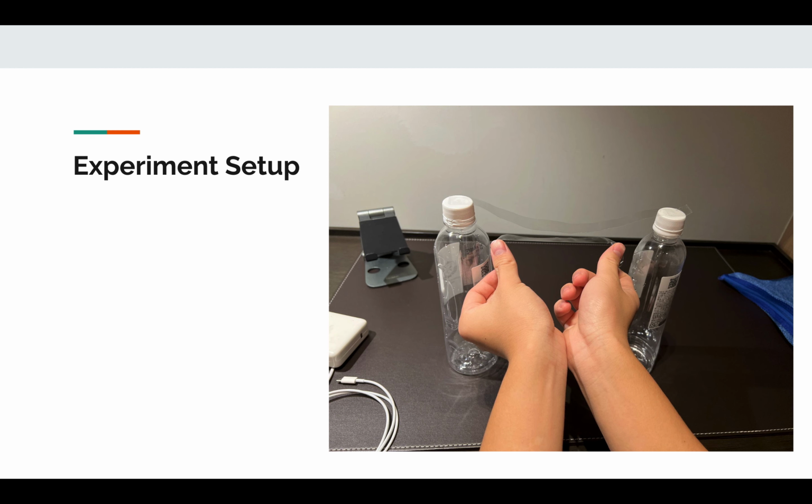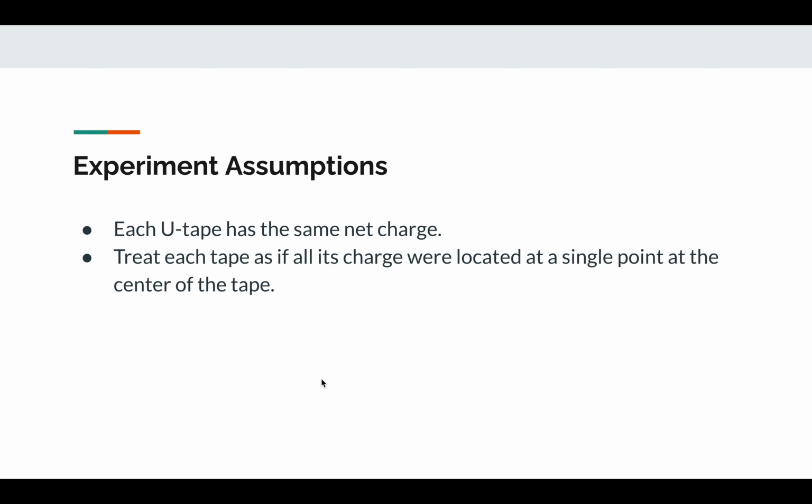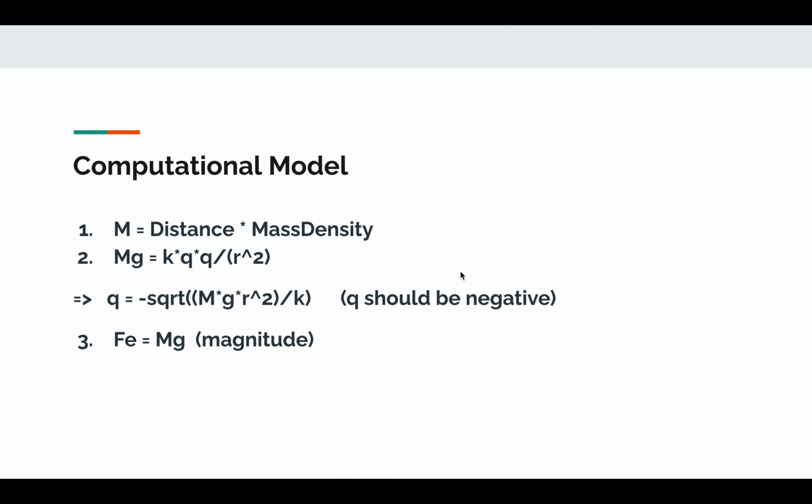charged. Here's my experiment setup. I use bottles to hold my tape above. These are the assumptions I made for the experiment. It's that the tapes have the same net charges. And the tape, I see them as single point charges that are located at the center of the tape.